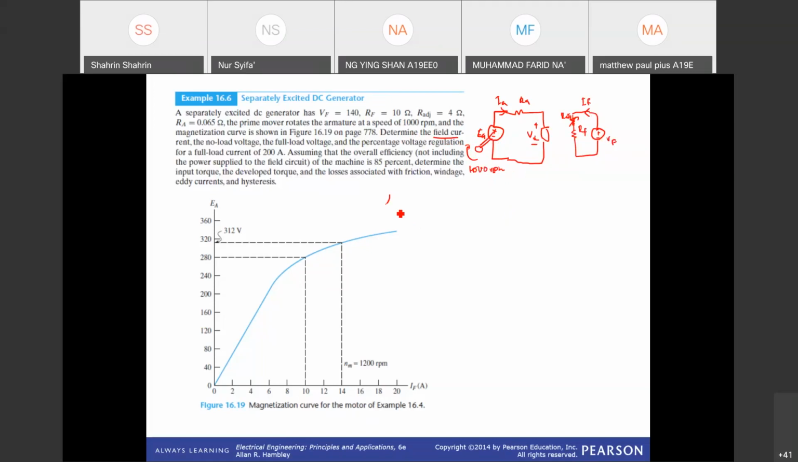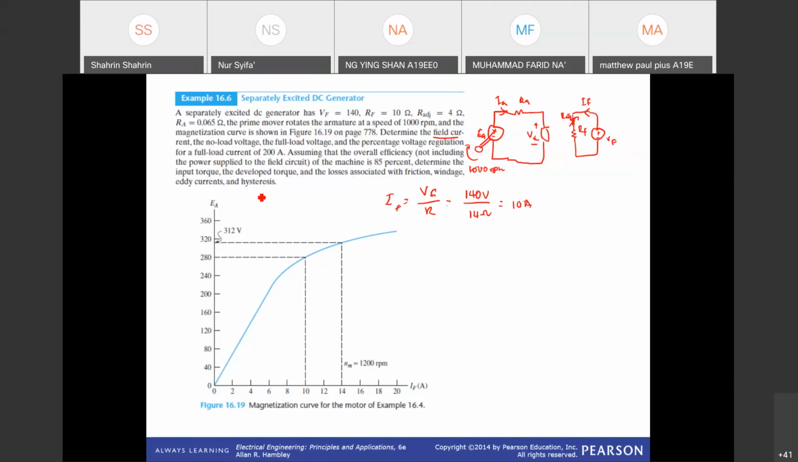So your IF is equal to VF over R total. So 140 volt over your total resistance, which is 10 plus 4, so this one is 14 ohms. So you will have 10 ampere. So that answers the first question, the field current. And the second question is the no load voltage.